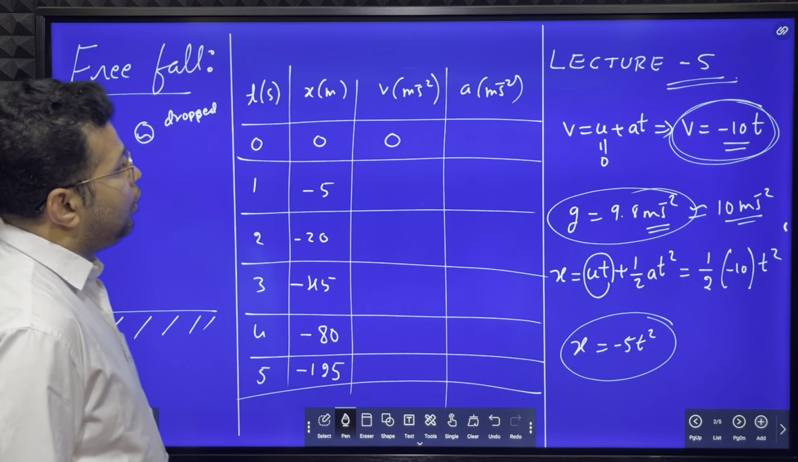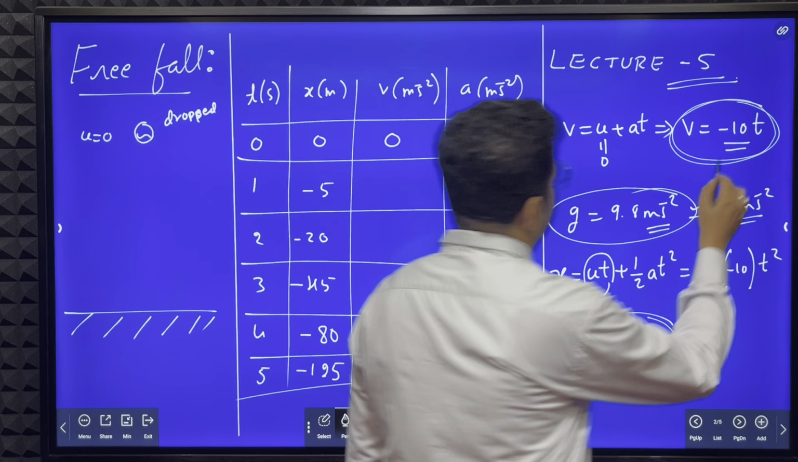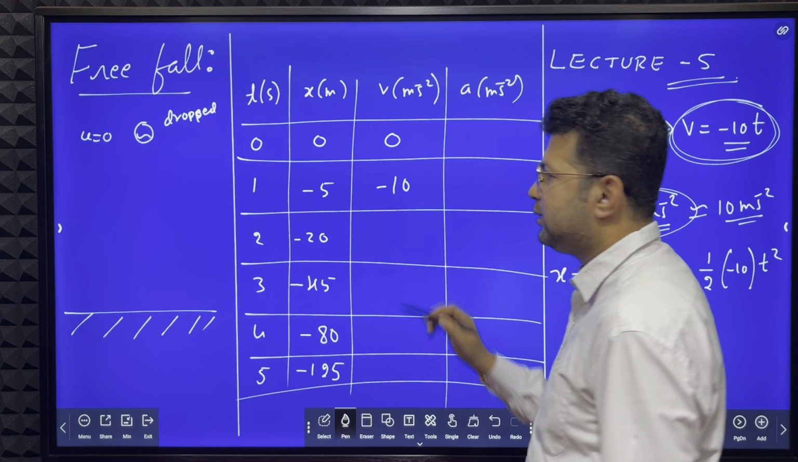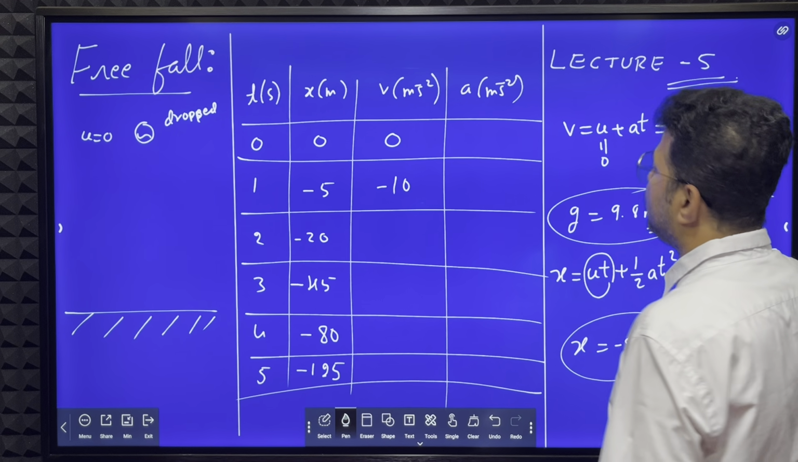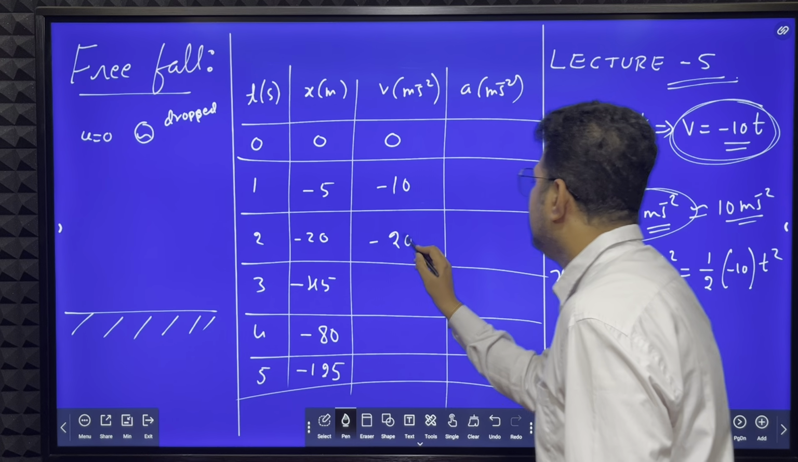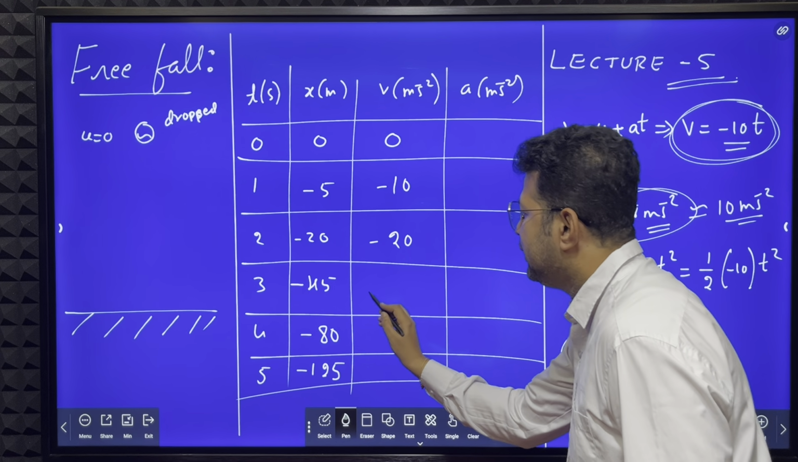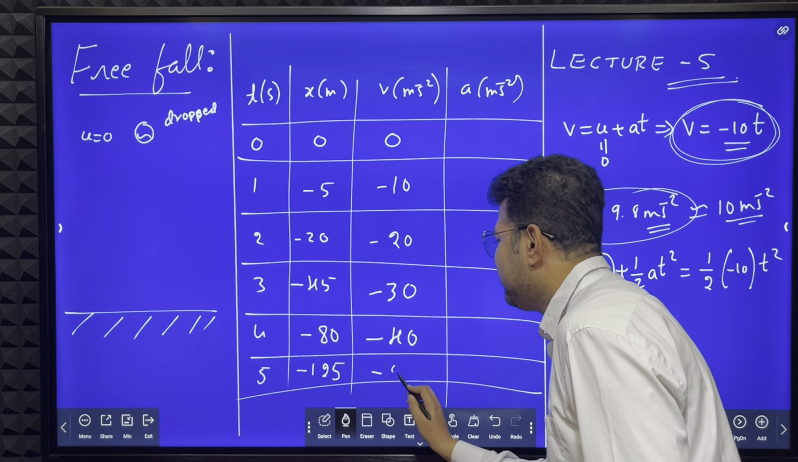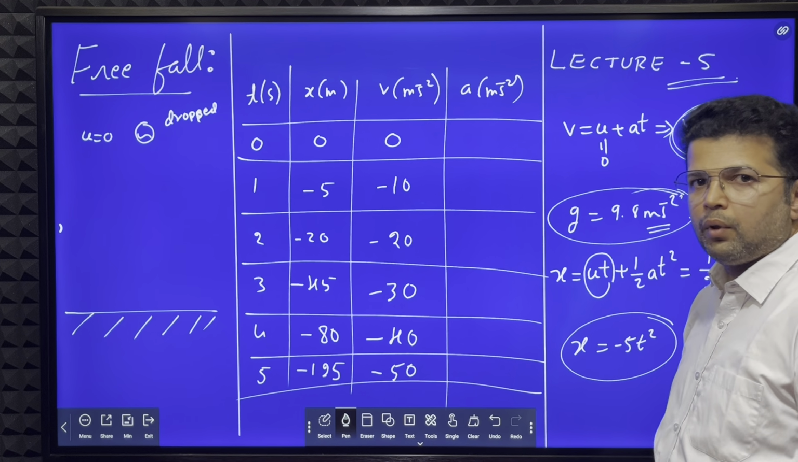Okay. What about velocity? t is equal to 0 is over. t is equal to 1, minus 10 into 1, minus 10. Then minus 10 into 2, minus 20. Minus 10 into 3, minus 30, and so on. Minus 40, minus 50. Correct now.